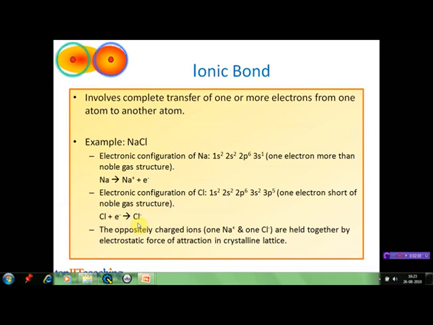that is chloride ion. So when sodium and chlorine react together, the outer electron of sodium, that is this 3s1 electron, is transferred to chlorine atoms, forming sodium ion and chloride ion. These two oppositely charged ions are now held together by electrostatic attraction in a crystalline lattice. This is what we call ionic bond formation.